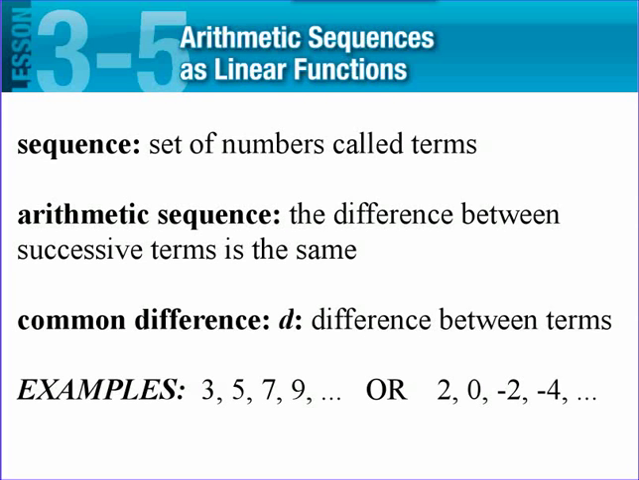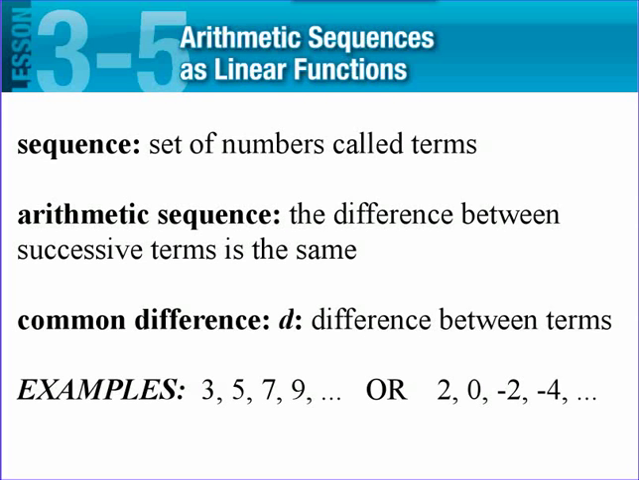An arithmetic sequence is defined as being a sequence in which the difference between successive terms is the same. Now that might not make a whole lot of sense until we look at an example. So if it's not real clear what an arithmetic sequence is, that's okay, because when we get down to the example, I think you'll understand a little better. In an arithmetic sequence, we have what is known as a common difference. That common difference is abbreviated as a D. Basically, all that means is the difference between terms.